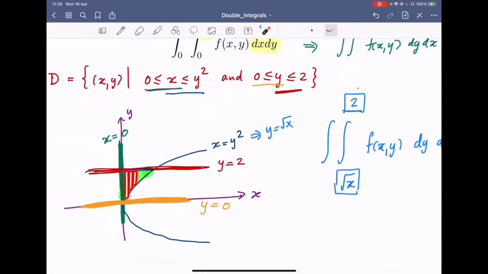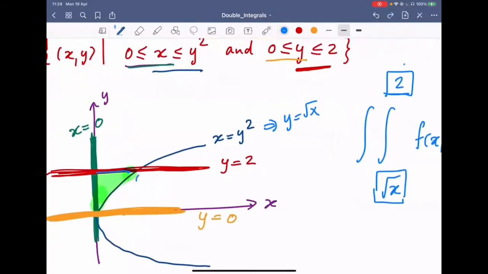And now x is going to be from where to where? You're going to start from here. So x is going to be 0 to, you need to find this intersection, right? So x equal to 2, y equal to, oh, no, what x? Let's look at this again. X equal to 4, y equal to 2, right? Because y equal to 2 cuts the intersection between y equal to 2 and x equal to y squared.